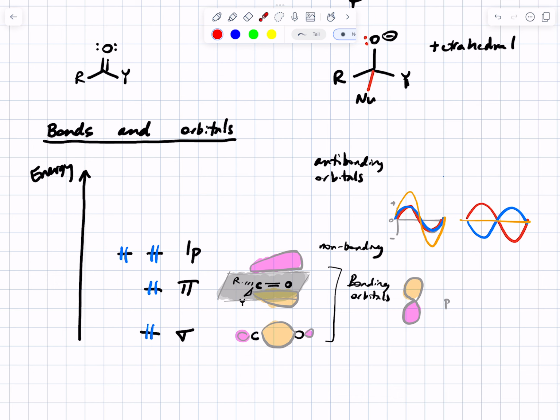Okay. Now, what is an antibonding orbital? It turns out every bonding orbital also has a corresponding empty antibonding orbital. We distinguish them from their corresponding bonding orbital with the addition of a star. So associated with every pi bonding orbital, there's going to be a pi star antibonding orbital. Associated with every sigma bonding orbital, there's going to be a sigma star antibonding orbital.